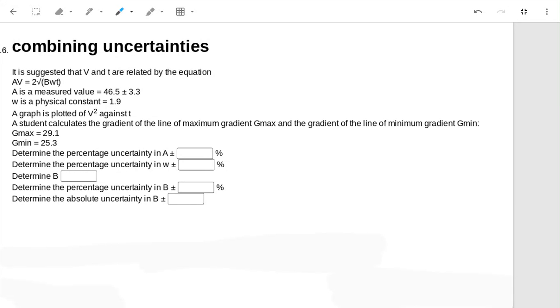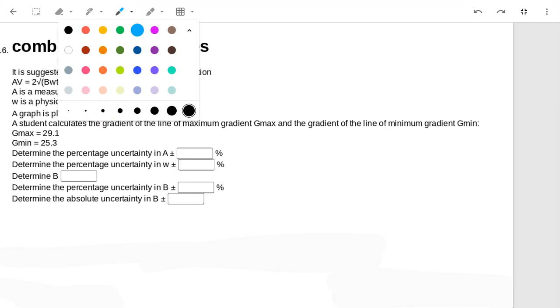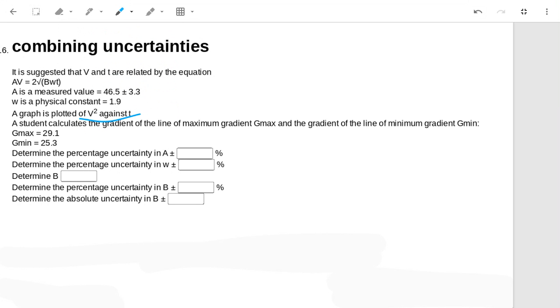Right, here's a combining uncertainties question. We get the equation and the graph here. Oops, too thick. So that's the graph and this is the equation. So now the first thing I'm going to do is get an expression for the gradient just down here.